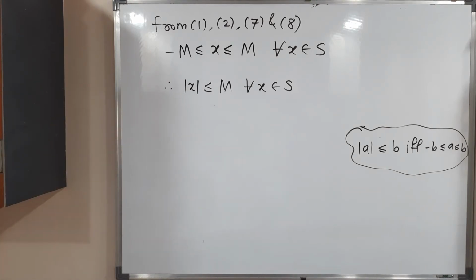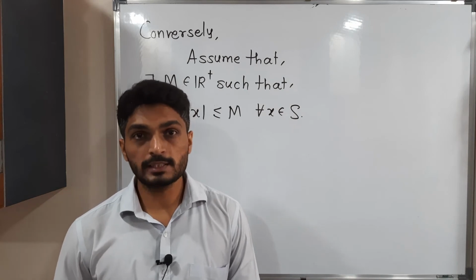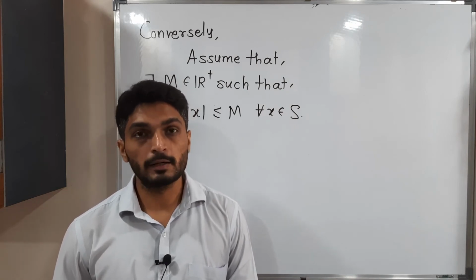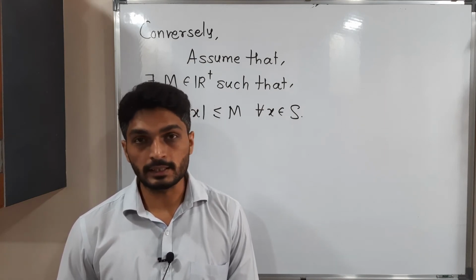Okay. See, make a screenshot of it. After that, we will discuss its converse part. Conversely, we assume there exists a positive real number M such that mod x less than or equal to M for all x belongs to S. We have to prove that here set S is bounded.